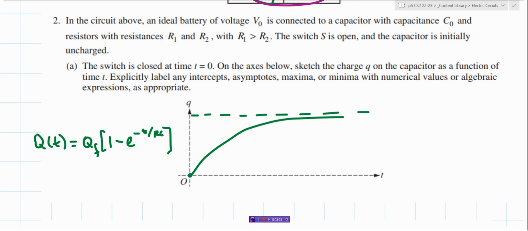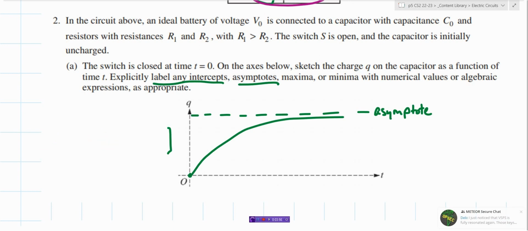But it says we are supposed to label any intercepts and asymptotes, so I might even just really say asymptote. I need to label the value that the asymptote is at. Now I know what it is. It's QF. And I'm going to erase this to get it out of the way. I know it's QF.